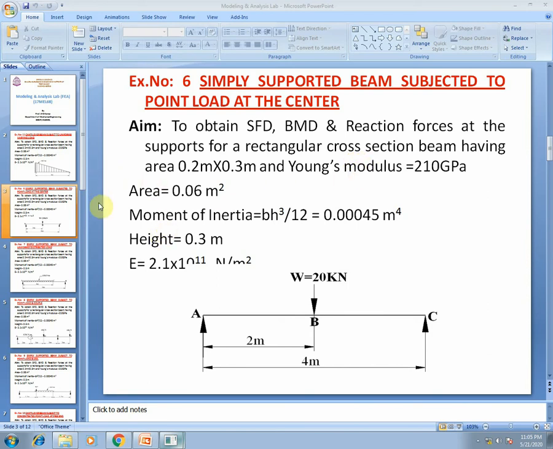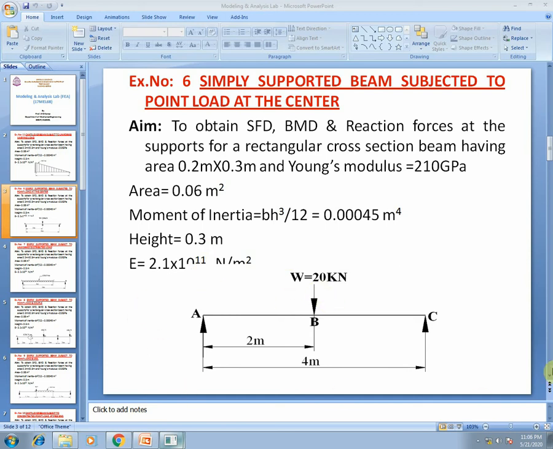We have to take the given data first. Moment of inertia is bh cubed divided by 12, we have to calculate this one, and the height is 0.3 m. The given Young's modulus is 210 gigapascals, that is 2.1 times 10 raised to 11 Newton per meter square.